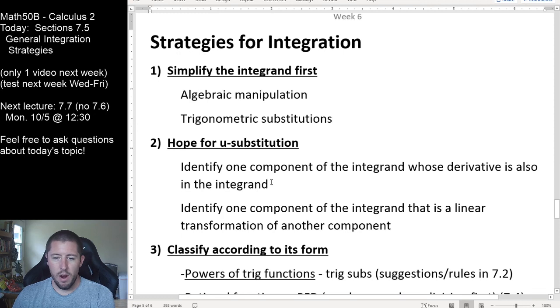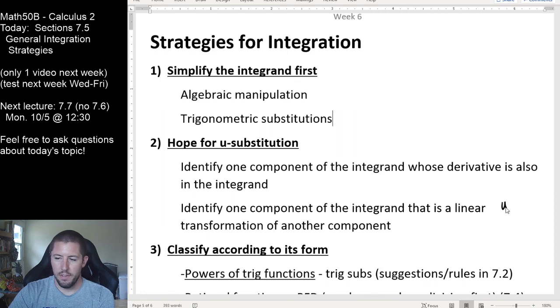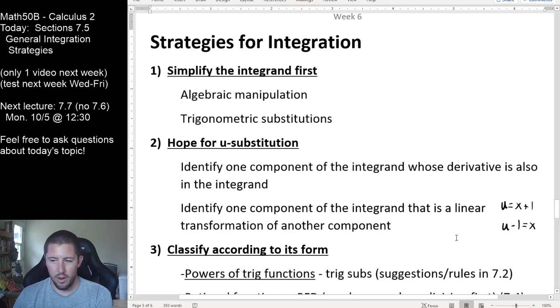In general, for our u sub, we're always looking to identify one component of the integrand whose derivative is also in the integrand. In the case above, we identified x squared, and the derivative of x squared, 2x, was also in the integrand, give or take a constant multiple. The other thing that we occasionally do with these u subs is identify one component of the integrand that is a linear transformation of the other component, where we do something like u equals x plus 1, but then it's helpful to do u minus 1 equals x and flip around some expressions.